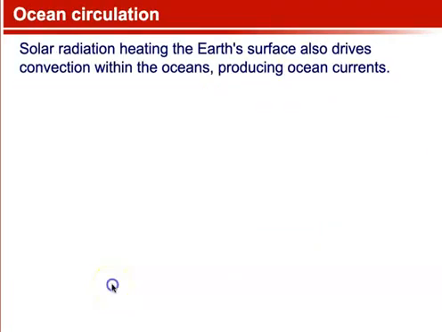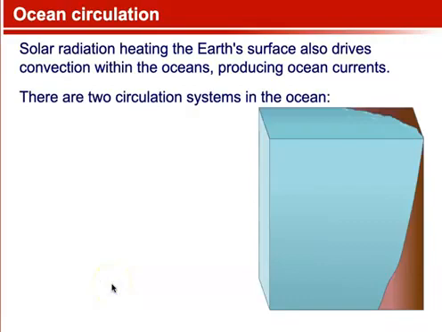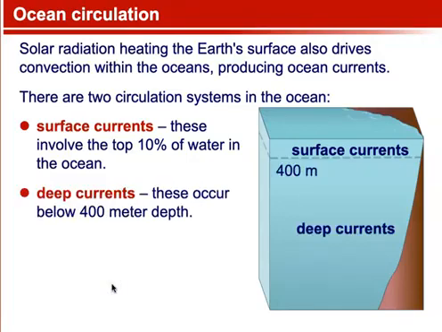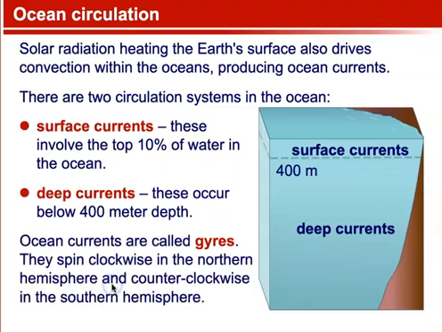Ocean circulation. Solar radiation heating the Earth's surface also drives convection within the oceans, producing ocean currents. There are two circulation systems in the ocean. Surface currents involve the top 10% of water in the ocean, and deep currents. These occur below 400 meters of depth. Ocean currents are called gyres. They spin clockwise in the northern hemisphere and counterclockwise in the southern hemisphere.